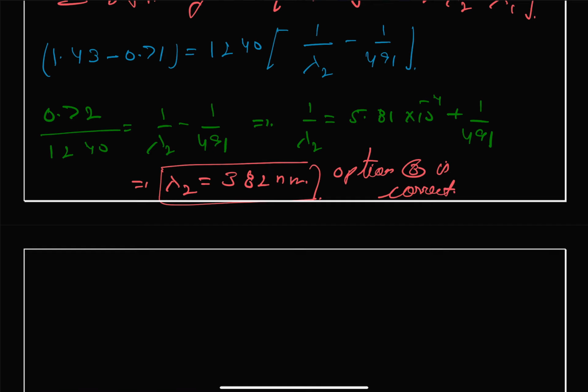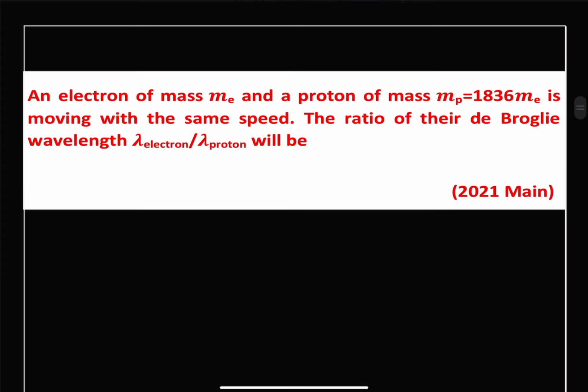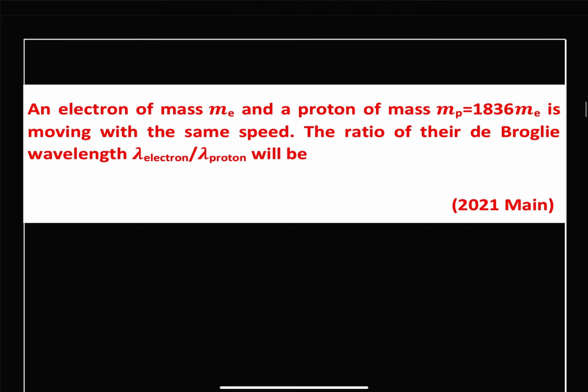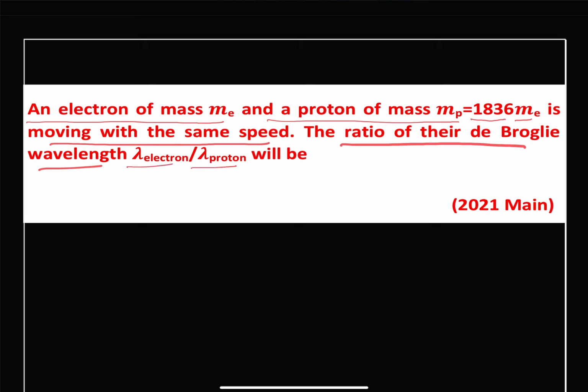Next question. It states that an electron of mass Me and a proton of mass Mp, equal to 1836 times the mass of electron, are moving with the same speed. The ratio of their de Broglie wavelength, lambda electron to lambda proton, will be. So this is directly based on the de Broglie wavelength formula.